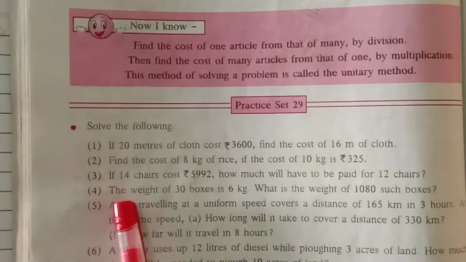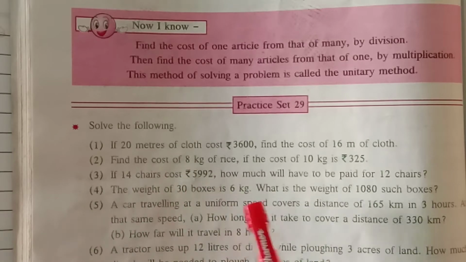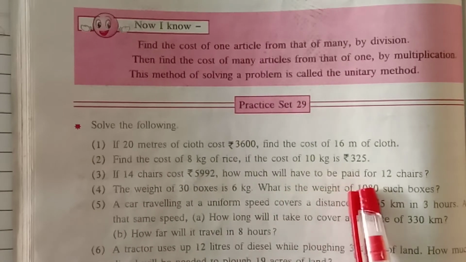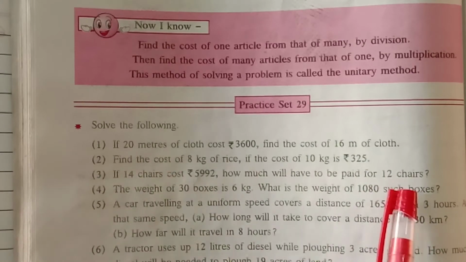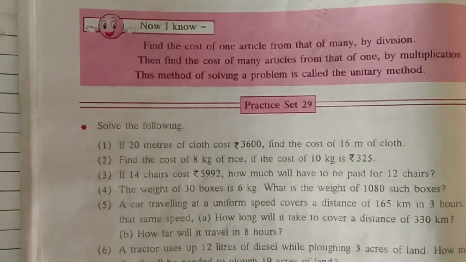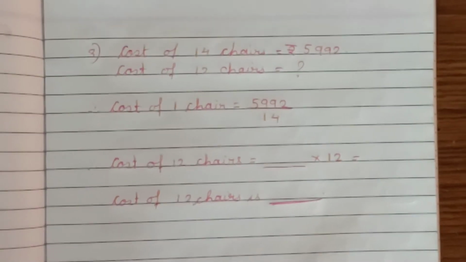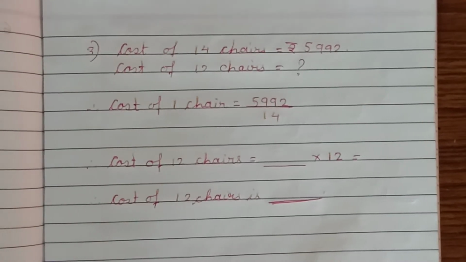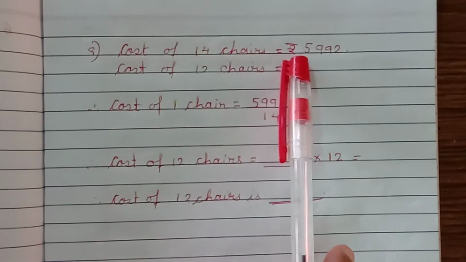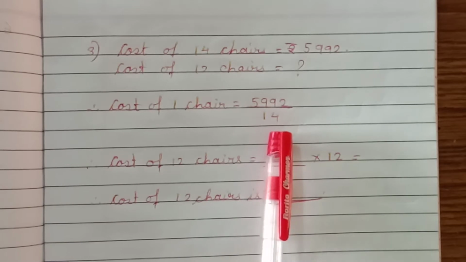Question 3. If 14 chairs cost rupees 5,992, how much will have to be paid for 12 chairs? So cost of 14 chairs is given. We have to find cost of 12 chairs. So here I have written the sum. See, cost of 14 chairs is equals to rupees 5,992. Cost of 12 chairs is equals to question mark. So from this given, we will find cost of 1 chair. So cost divided by number of chairs.